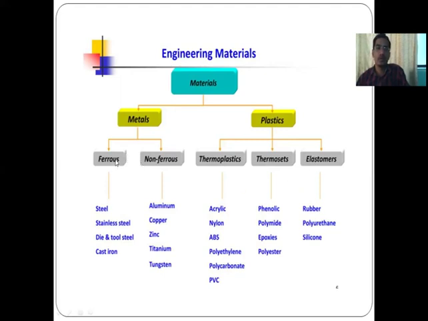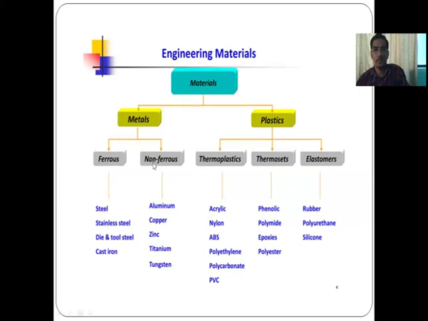Ferrous materials are the materials which are a combination of iron and carbon, called ferrous materials or metals, in which iron acts as a base metal and carbon acts as an alloying element. Examples of ferrous materials are steel, stainless steel, die and tool steel, and cast iron. So these are the types of the ferrous materials.